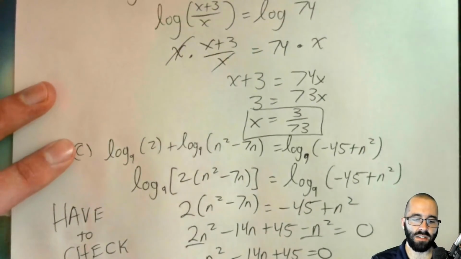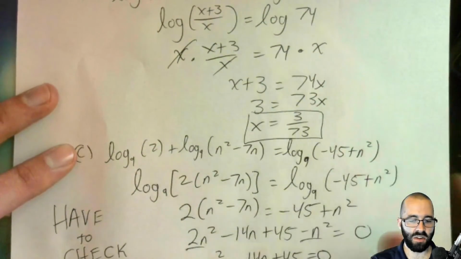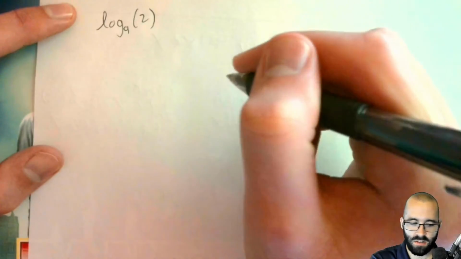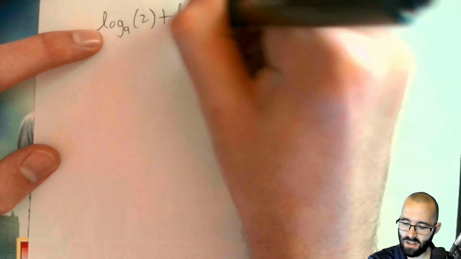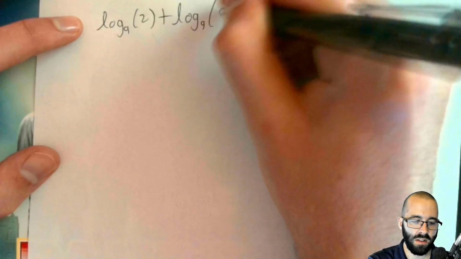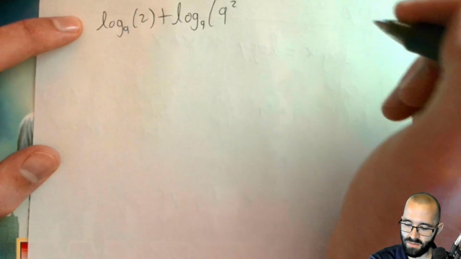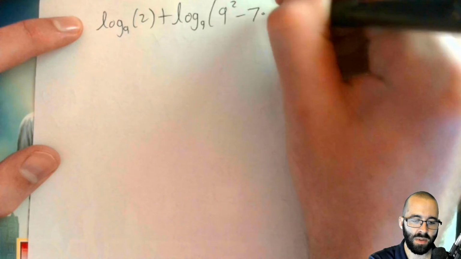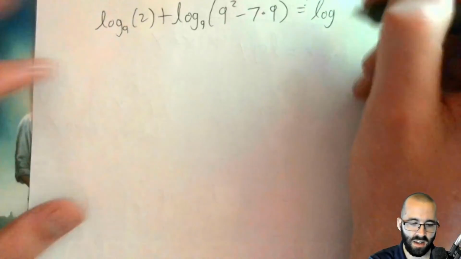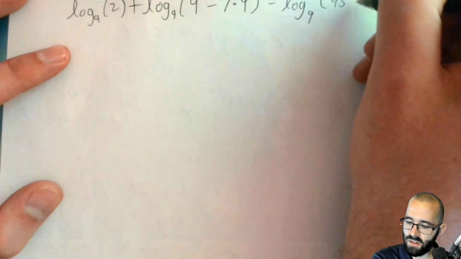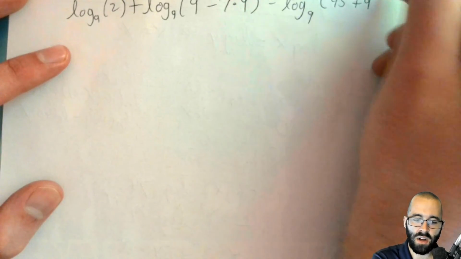So if we plug in 9, this is awkward. We plug in 9, what are we going to get? We say, okay, log base 9 of 2, plus log base 9 of n squared, so that becomes 9 squared, minus 7n, that becomes minus 7 times 9, is that equal to log base 9 of negative 45 plus n squared?